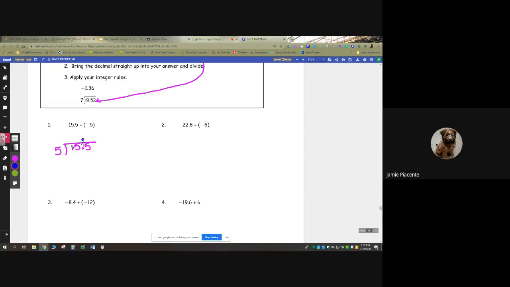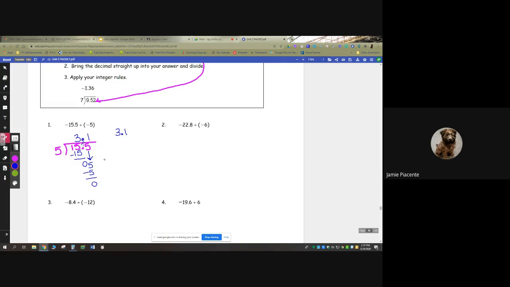Now, can 5 go into 1? No. Can 5 go into 15? Yes, 3 times. 3 times 5 is 15. Subtract, 0, and I'm going to bring down the 5. 5 goes into 5 one time. 1 times 5 is 5, with none left over. So my answer is 3.1.